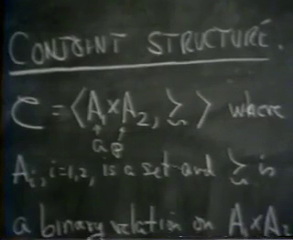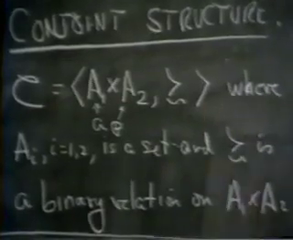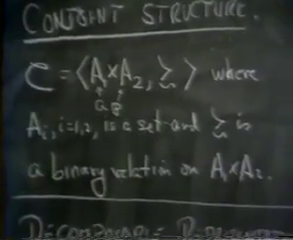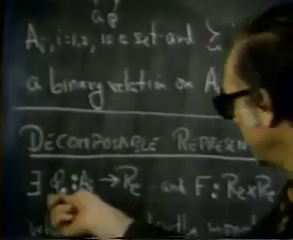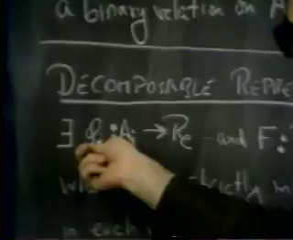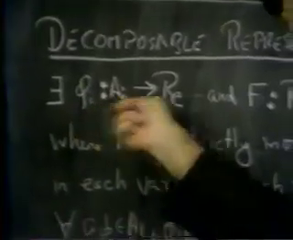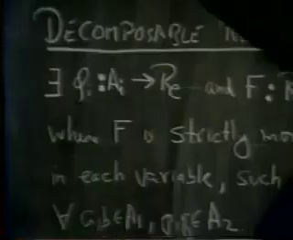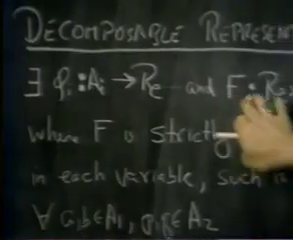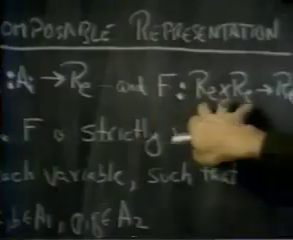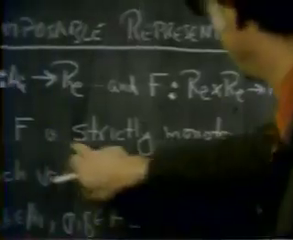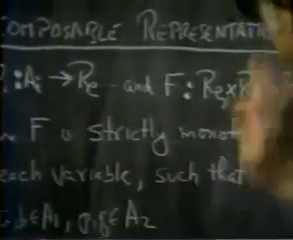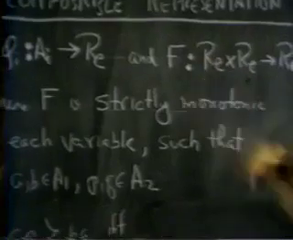We'll talk about a representation of such a conjoint structure as decomposable if it's of the following character: that there is a function phi1 from A1 and phi2 from A2 into the reals. Two different functions, one on each component. And a function that has as its arguments pairs of real numbers and maps into the reals, capital F, and I'll assume that it is strictly monotonic in each of the variables.